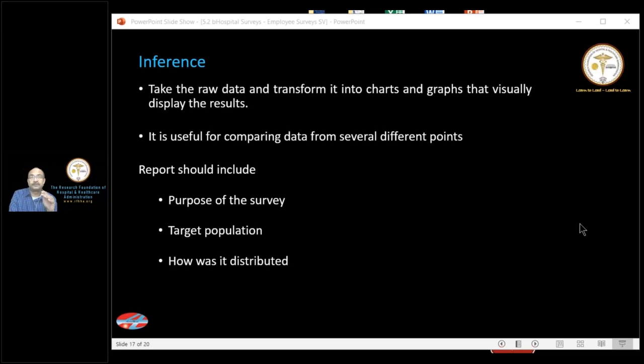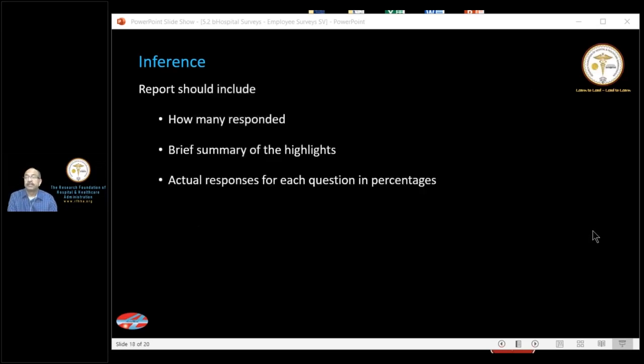So what was the purpose of the survey, the target population, if we calculated a sample size, then what was the basis of that sample size, how the questionnaire was distributed or how the interviews were conducted, and how the responses were collected, how many responded. So if you have distributed 100 questionnaires, is that all 100 people returned it back, or you have some responses which never came back?